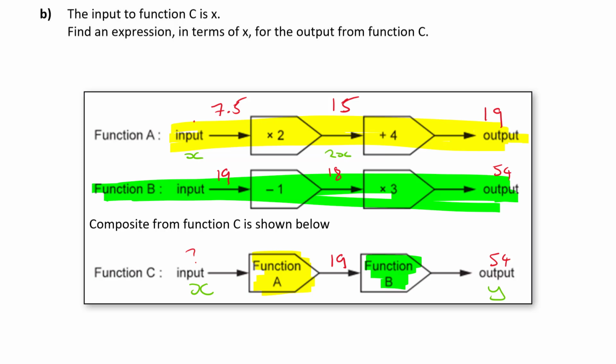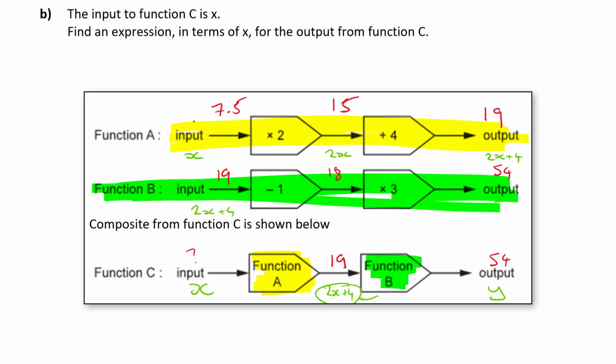So if I feed x into function A, it's going to be multiplied by 2 first. That's going to give me 2x. And then I'm going to add 4. So that's going to give me 2x plus 4. Okay, so that is the output from function A, 2x plus 4. Next off, I need to take that 2x plus 4 and plug it into function B and see what I get come out the other side. So if I feed 2x plus 4 into this function machine, the first thing I'm going to do is subtract 1 from it. So 2x plus 4 subtract 1.